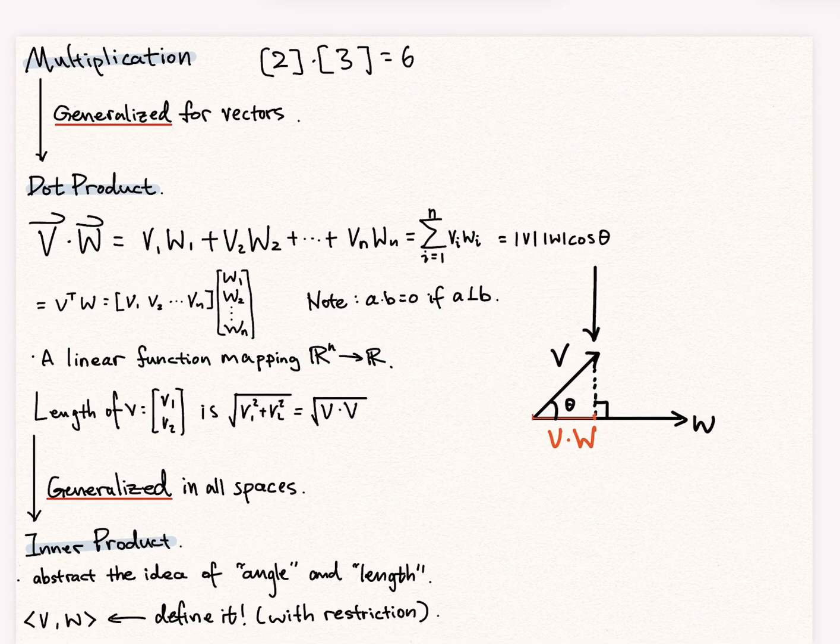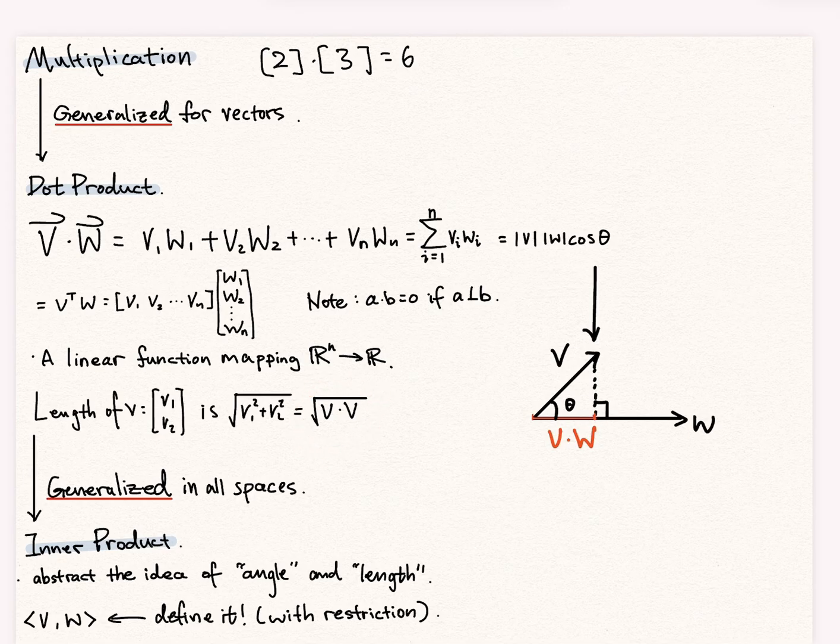And we also notice that the length of a given vector v, assuming it has two elements, v1 and v2, would be the square root of the dot product of v with itself.